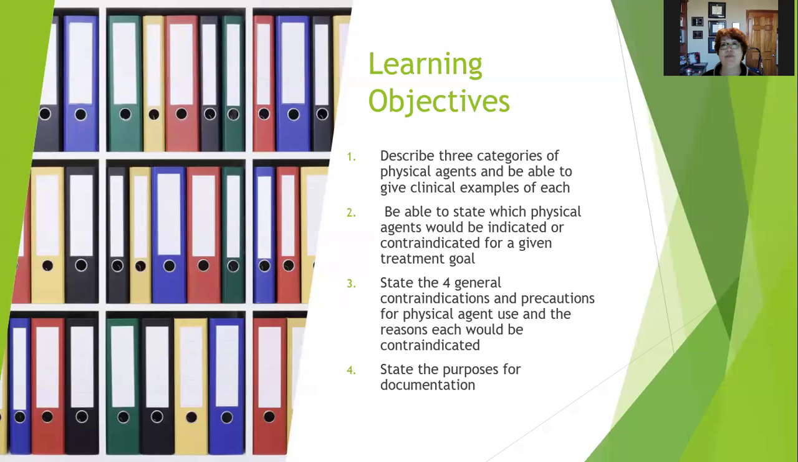The learning objectives for this chapter: I want you to describe the 3 categories of physical agents and be able to give clinical examples of each. Easy, right? Which physical agents would be indicated or contraindicated for a given treatment goal? We'll talk about broad treatment goals and which physical agents, and there are lovely charts in the book. I love a good chart. Also, 4 general contraindications and precautions for any physical agent and the reasons that each would be contraindicated. And then we're going to talk a little bit about documentation. There is a separate lecture about documentation and how we're going to do it for physical agents, and it'll be so fun. We'll get to practice a lot.